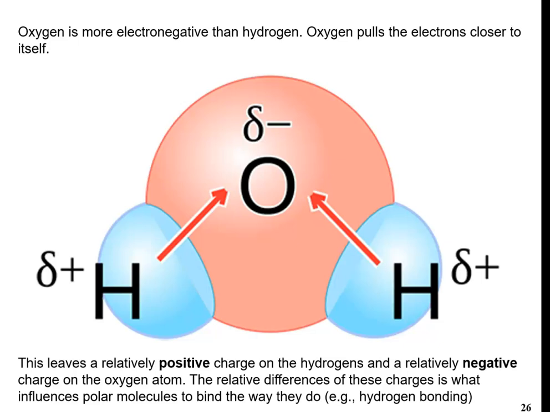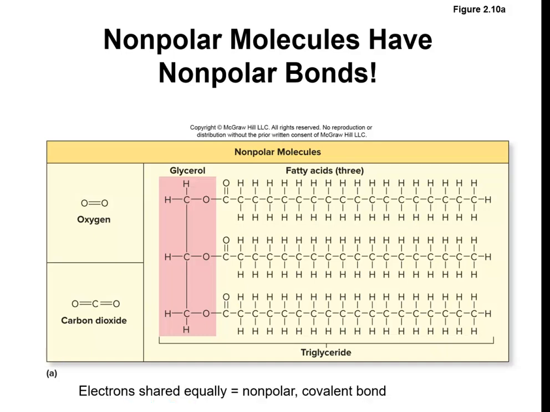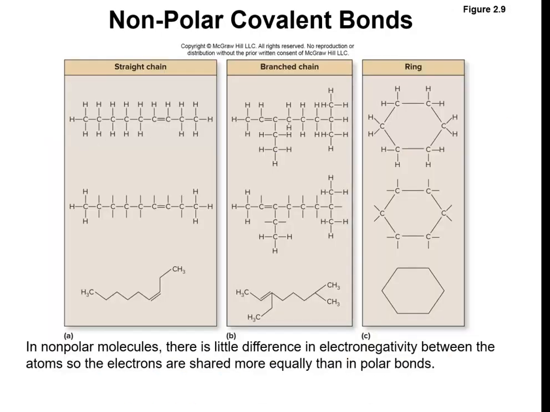The relative differences of these charges is what influences polar molecules to bind the way they do. And we'll learn about that here in a little bit when we talk about hydrogen bonding. So just keep this diagram kind of in the back of your mind for now. Okay, and then as we stated before, in nonpolar molecules, there is little difference in electronegativity between the atoms, so the electrons are shared more equally than in polar bonds.